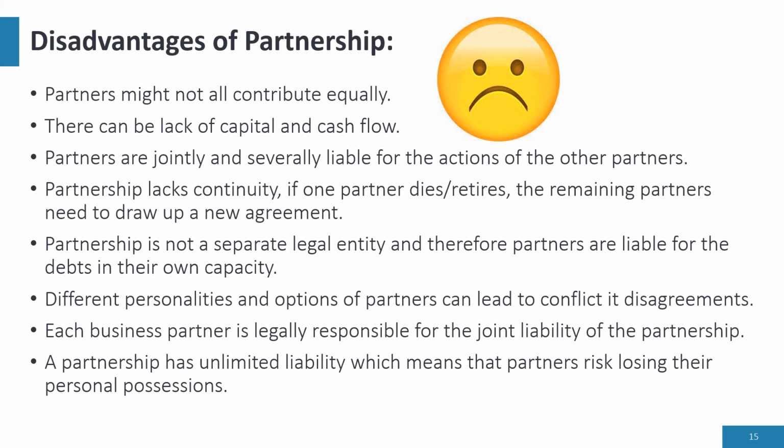Different personalities and opinions of partners can lead to conflict or disagreements. Each business partner is legally responsible for the joint liability of the partnership. A partnership has unlimited liability, which means that partners risk losing their personal possessions and assets if they get into financial trouble.